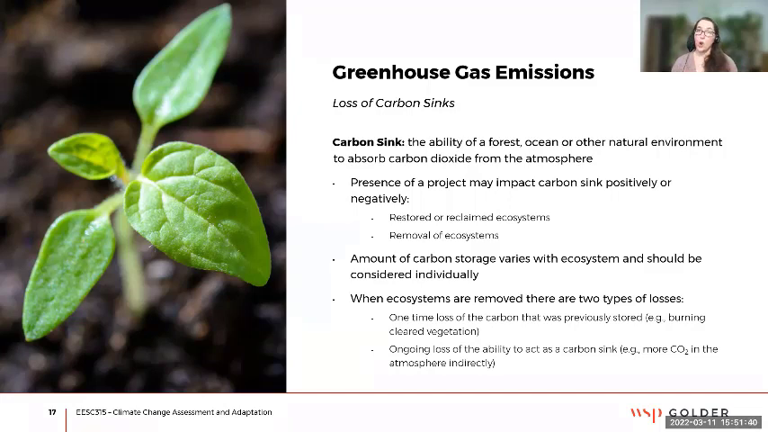The amount of carbon can vary depending on the ecosystem type, and they do need to be considered individually. So whether you're looking at a stand of trees or whether you're looking at wetlands, you have very different carbon amounts that may be stored with that. And with trees, if you go and burn the trees, well, then that carbon gets released into the atmosphere. And so that would be like a one-time loss of the carbon.